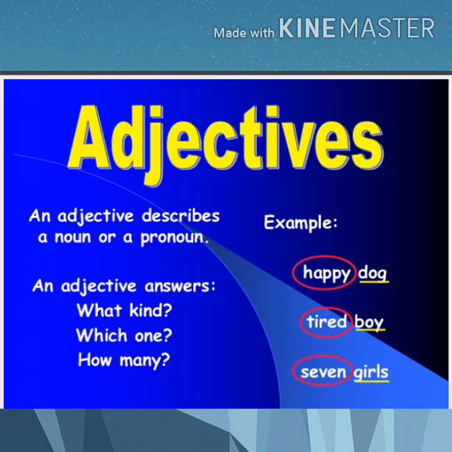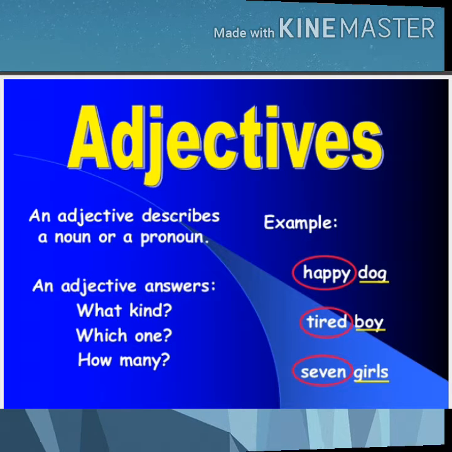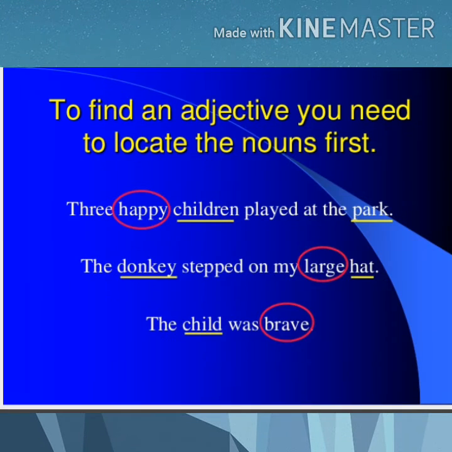Let's try to understand. Happy dog, tired boy, 7 girls. The circled words are called adjectives. Now let's see how we can find an adjective. To find an adjective, you need to locate the nouns first.